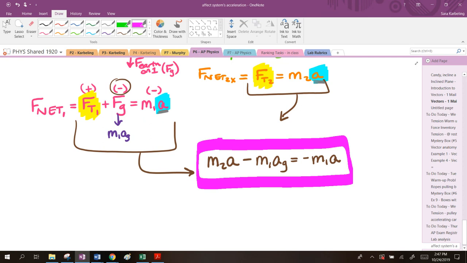M2 times A minus M1 times A sub G. That's 9.8. And by the way, it's not going to be negative 9.8. It's just going to be plain old regular 9.8, because I already took the negative into account here. I'm claiming that is equal to negative M1 times A. How do we feel about what's in that bright pink box? Sometimes I make silly mistakes, so I want you to double check me and make sure I haven't made any.